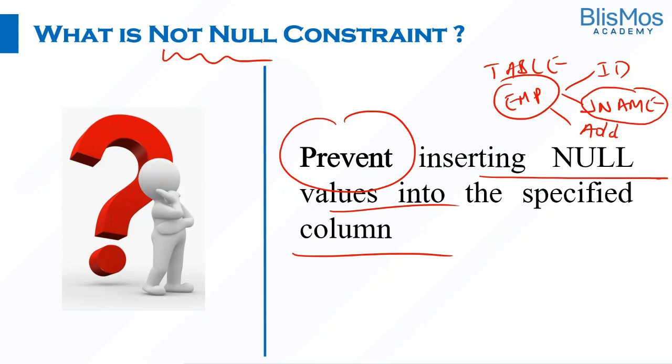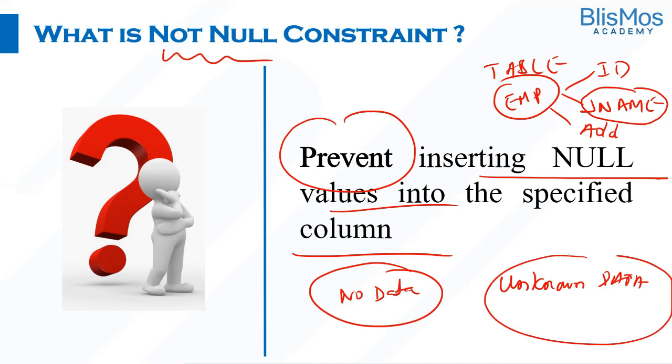Some of you may know null is not same as no data. Let me repeat, null is not same as no data. We can consider null as a kind of unknown data, right? We don't want to have unknown data as a part of a particular column. In that case, we can go ahead and use not null constraint.